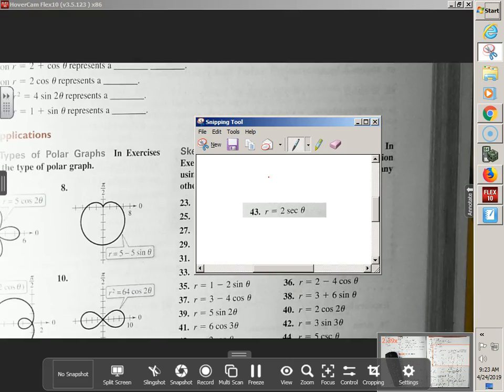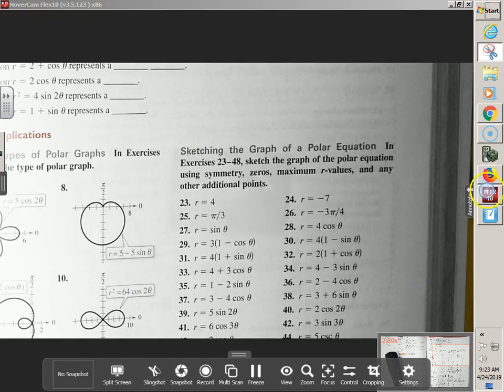And then, do you know how Kyle just asked about this 2 secant of theta in section 10.8 that says to go ahead and identify the symmetry, the zeros, the max, and any other additional points? And I said, oh, I wouldn't give you a secant one. That's nasty. Guess what I am giving you, though? One of the normal ones. One of the ones that maybe has to do with like a limacon type of thing, or one that has to do with like a rosy type of thing. One of the normal ones.